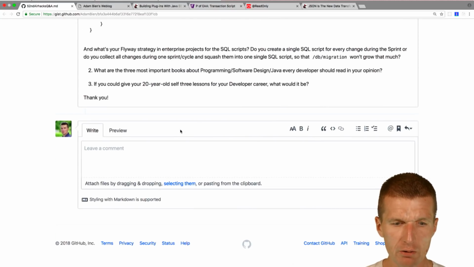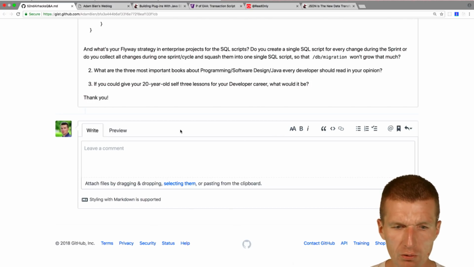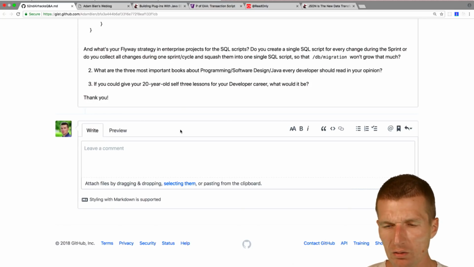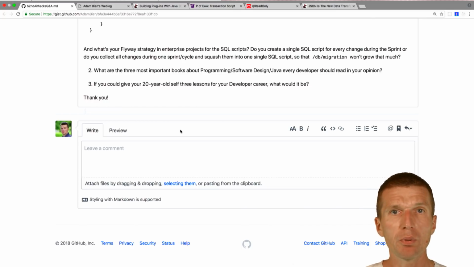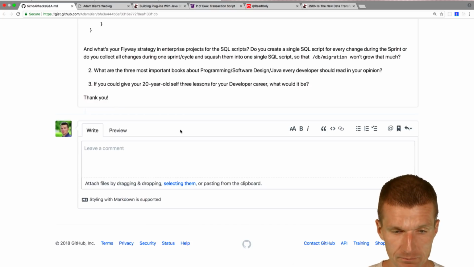Okay. And now the last question is, what's your Flyway strategy in enterprise projects for SQL scripts? Do you create a single SQL script for every change during the sprint, or do you collect all changes during one sprint cycle and squash them in one SQL script? So I have one line per change, per commit, and that happens over and over again. And at one point in time, we optimize that. So this is the strategy. Each change is a new line in the script, and then it gets optimized. Or even if the database runs in Docker, we have a snapshot of the database, like a baseline, and we start from the baseline.